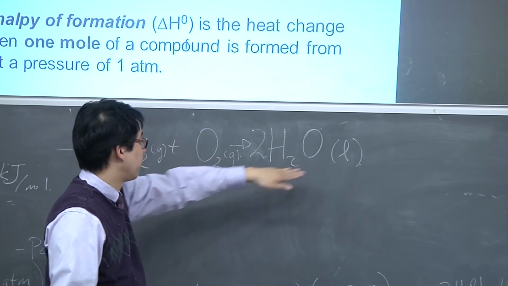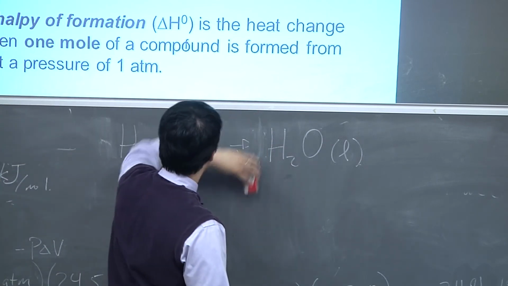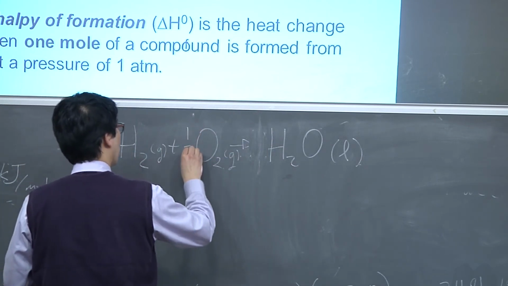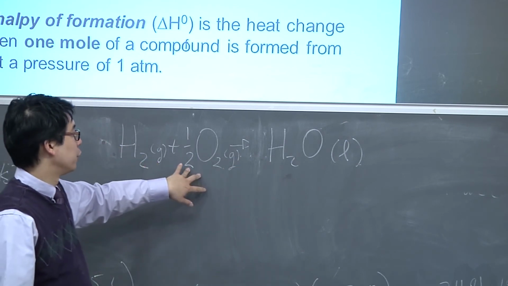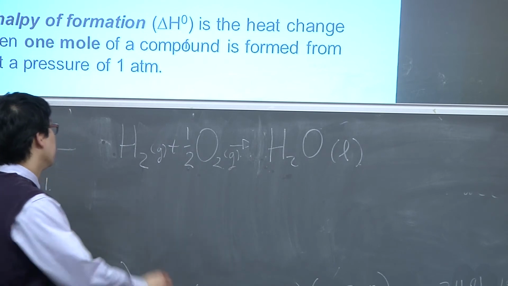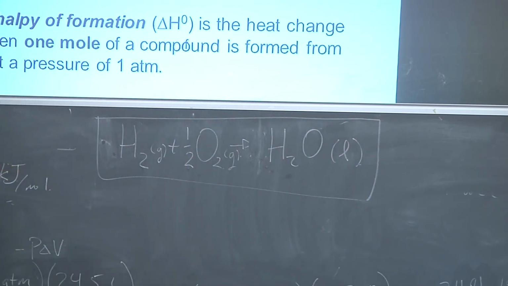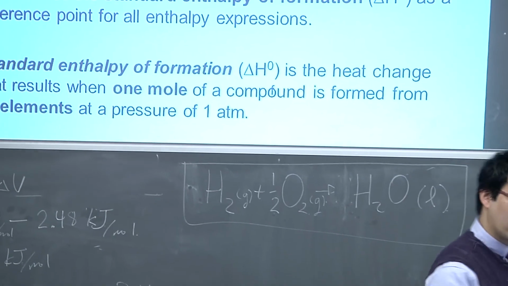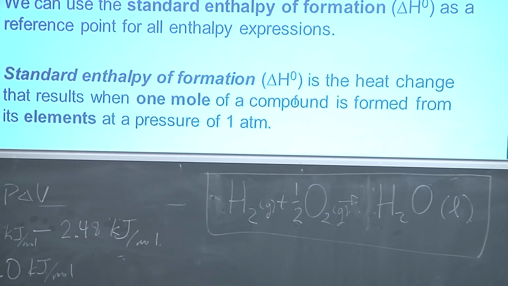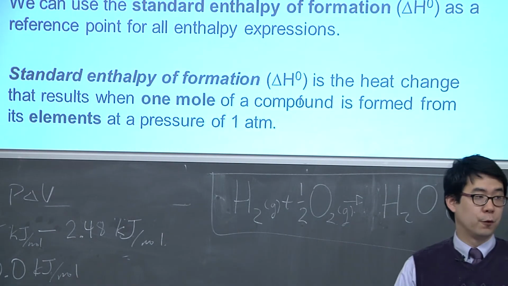So what do I have to do? I have to divide everything by half. So instead of 2, 1, and 2, I'm going to write it 1, 1/2, and 1. Right? So 1 H2 plus 1/2 O2 gives me 1 H2O. So this would be the equation for the formation of liquid water. And if I looked that up on my table of enthalpies, the enthalpy that I get would be the enthalpy of formation.